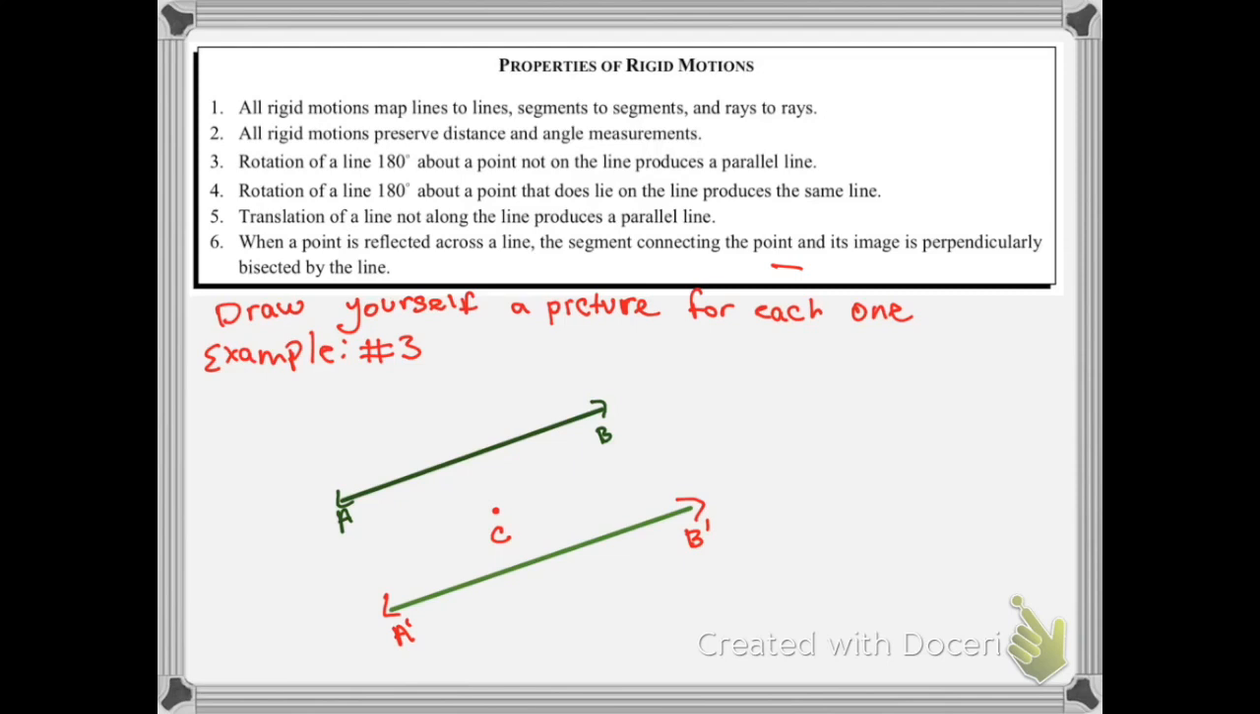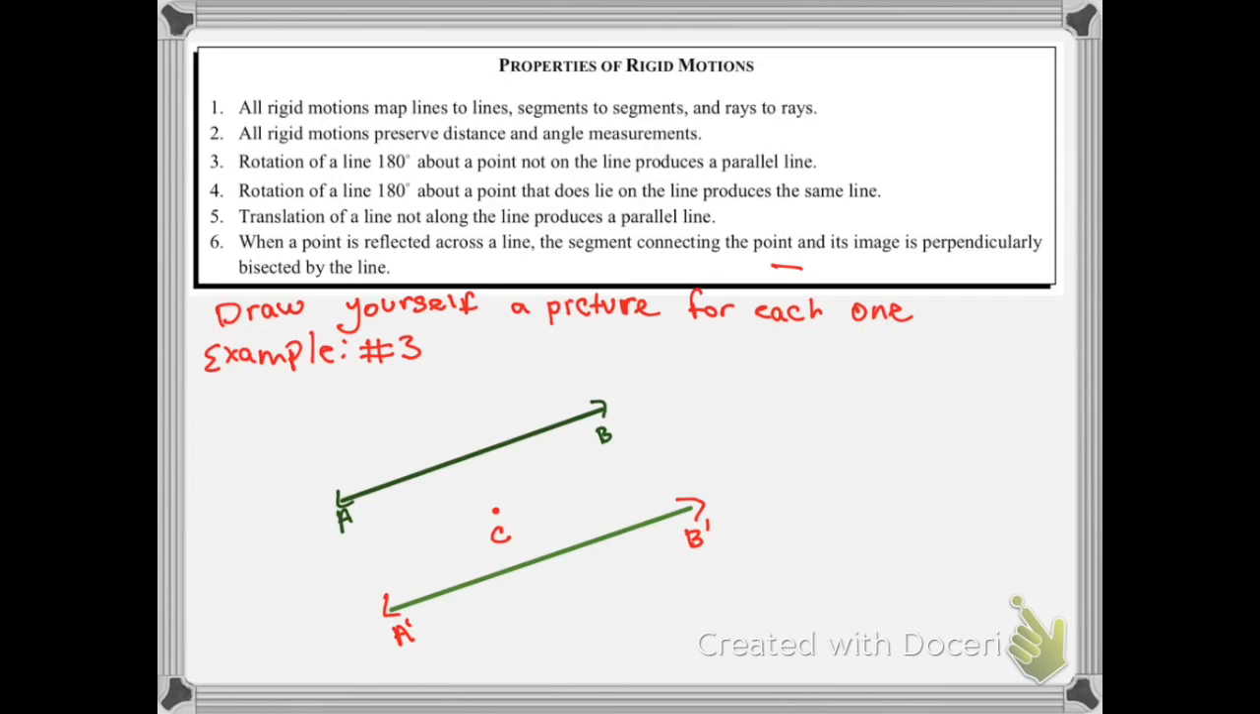Welcome. So we're looking at the properties of rigid motions, and we should already be comfortable with the definition of rigid motions. Below, if you haven't already noticed, there are 6 properties of rigid motions, okay? So I've gone over one which I think is a little confusing, but I want you to draw 6 diagrams, one for each of the properties.